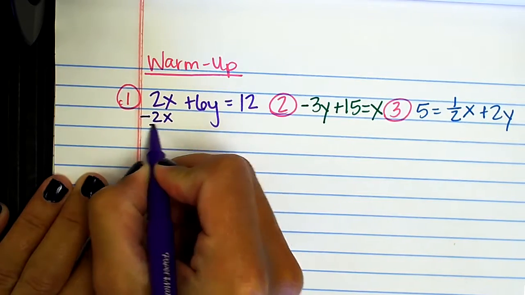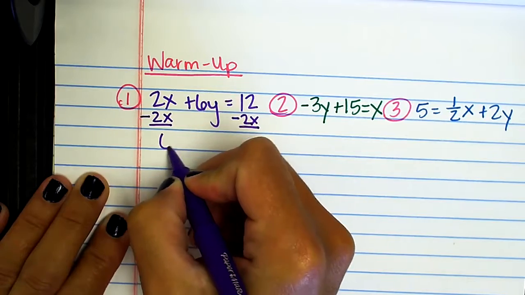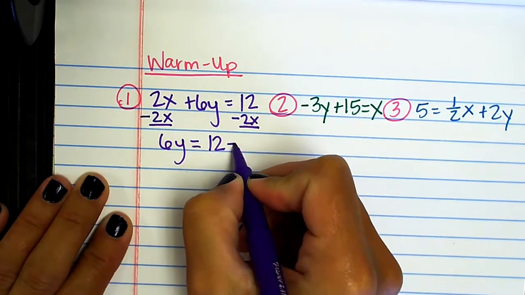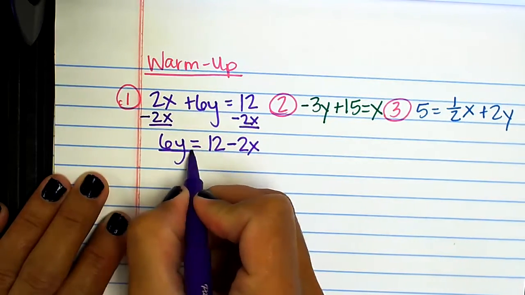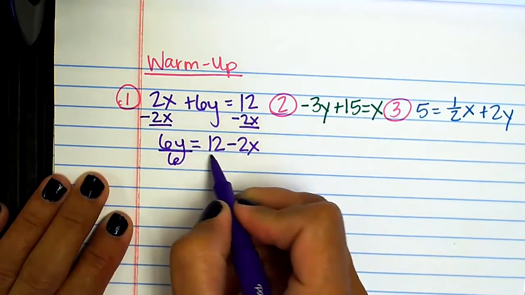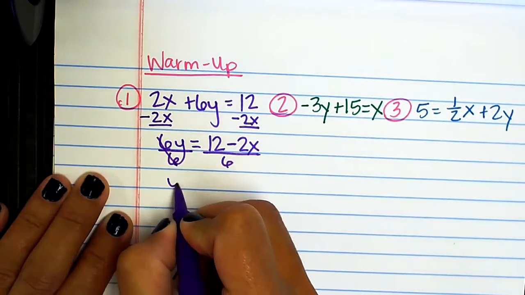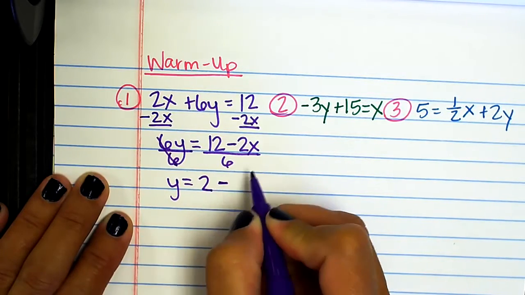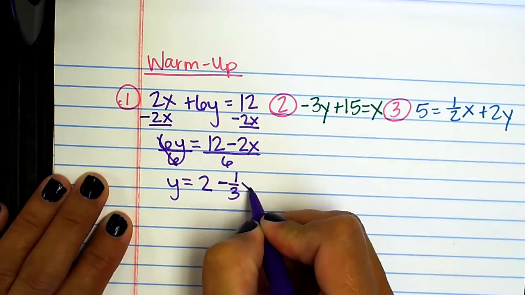I will start by subtracting 2x from both sides. I'm left with 6y equals 12 minus 2x. I need y by itself. 6 is multiplied by y. The opposite of multiplication is division. So I end up with 12 divided by 6 is 2, minus 2 divided by 6 is 1/3.